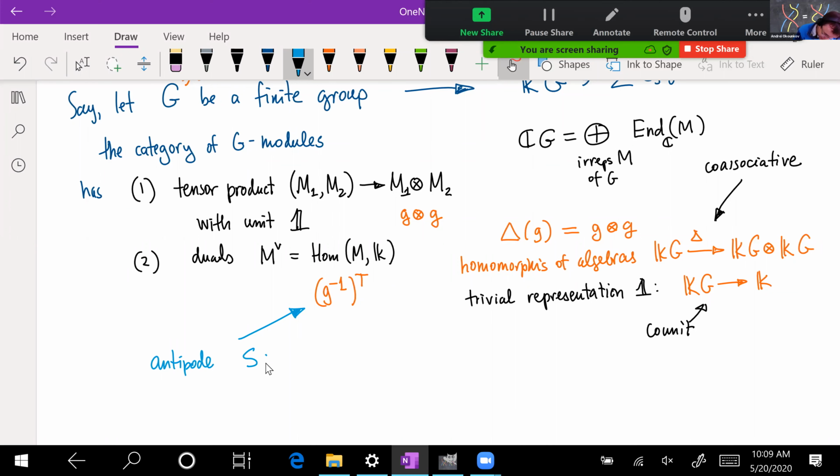Means a map S that goes from your algebra, where element G goes to G inverse, to your algebra, which needs to be an algebra anti-automorphism. When we act on the dual space, we take the transpose anyway. Taking a transpose puts the operators in the opposite order from which they started, and so to make it a representation, we have to make it an anti-automorphism.